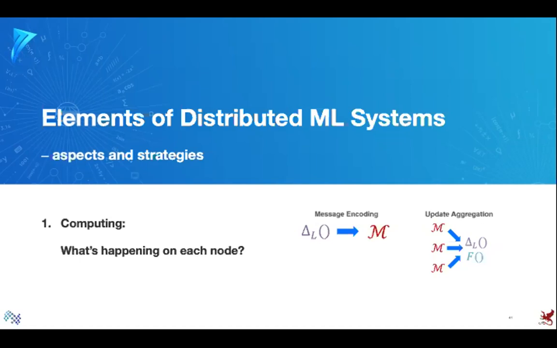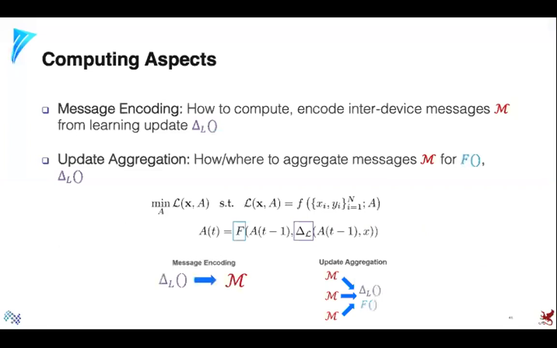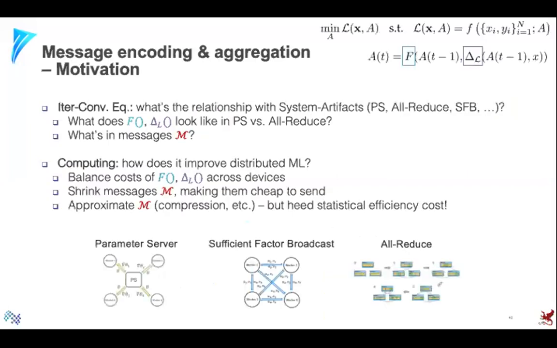What's happening on each node? In computing, we think about two things: how parallel devices in an ML system encode the messages, which we denote M. These messages correspond to the output of an update function, which we denote delta. We also think about how these messages are going to be aggregated together using an aggregation function that's called f in our notation.